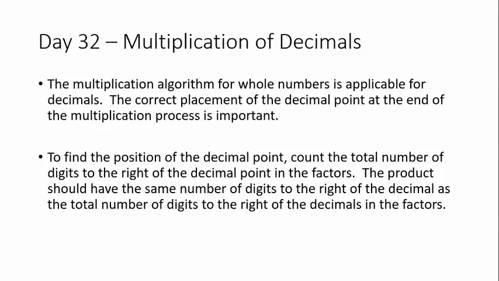Let's move to multiplication. We use our normal algorithm for multiplication. The placement of the decimal point comes at the end. And to find the position of the decimal point, we count the total number of digits to the right of the decimal point in all of the factors. The product should have the same number of digits to the right of the decimal as the total number of digits to the right of the decimals in the factors. Let's look at an example.